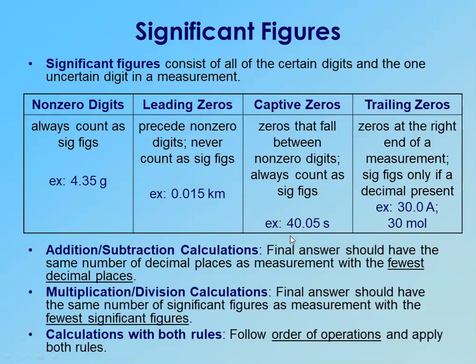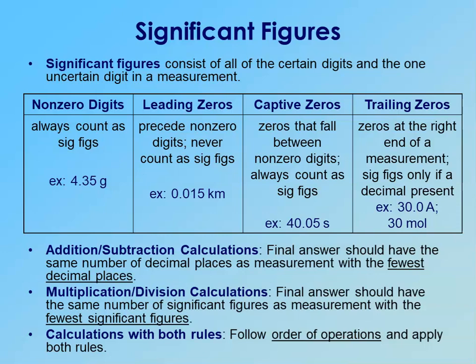So sig figs, just as a reminder, are all the digits that can be determined from a measuring device along with an uncertain digit, an estimated digit. All of your non-zero digits will always count as significant figures. If you write down a number from 1 through 9, you wrote it down because it was part of your measurement. Sometimes you will have very small measurements.